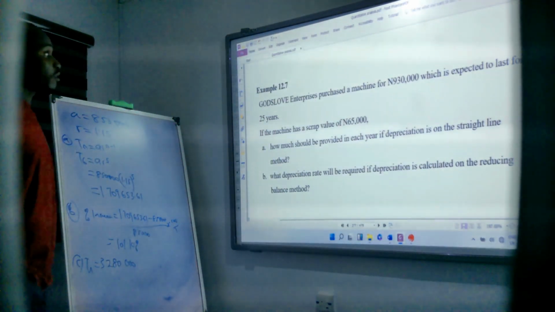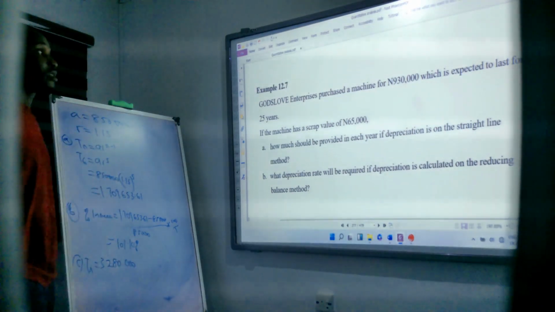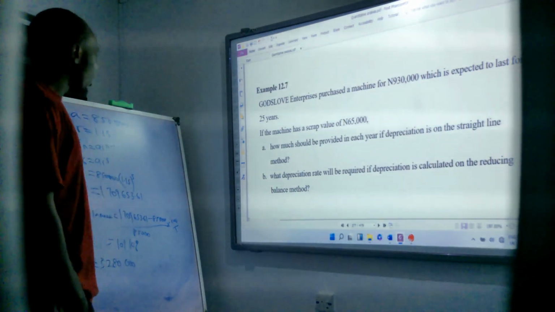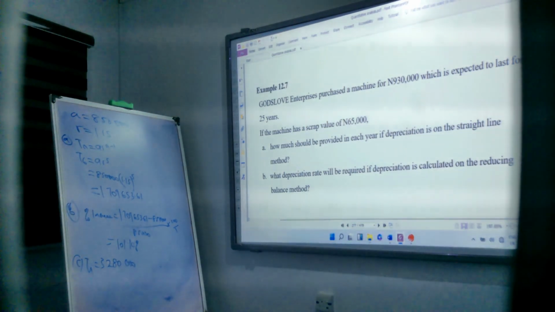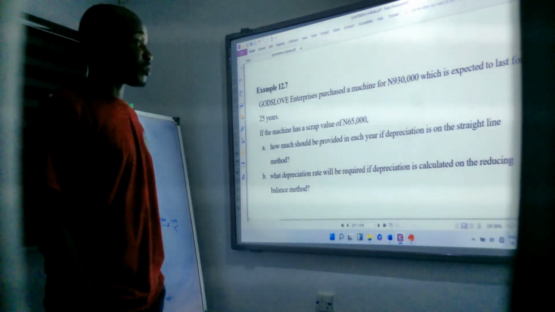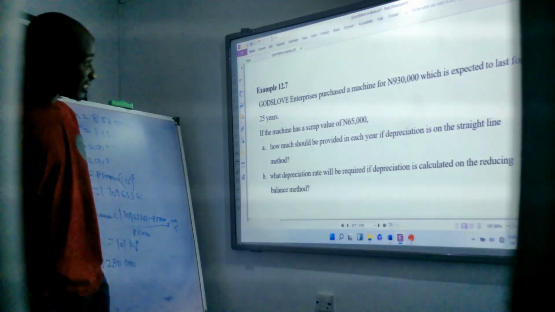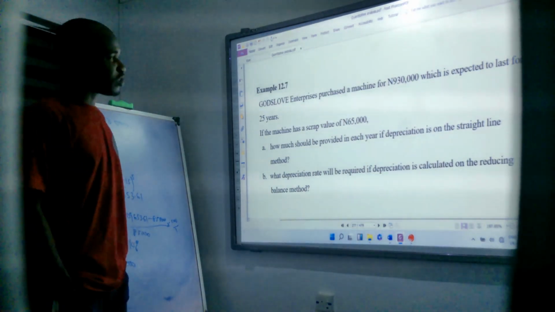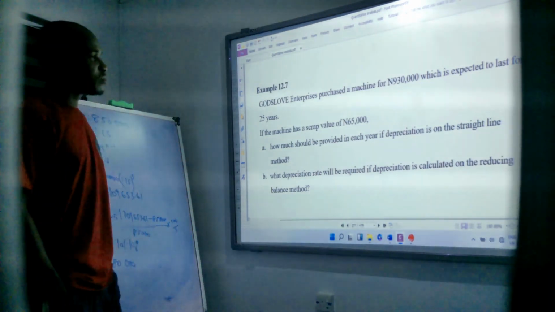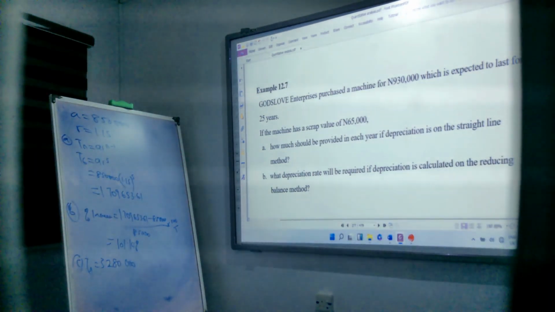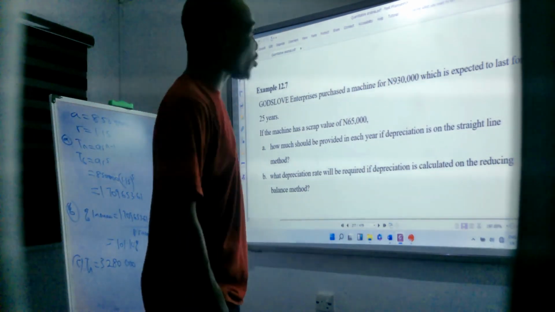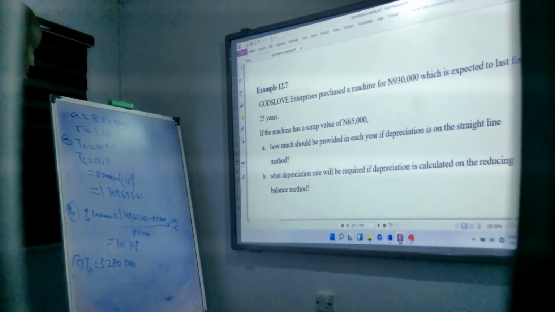Alright. That's one form. Now to the key aspect of finance. Gross Law Enterprises purchase a machine for 930,000, which will last for 25 years. If the machine has a scrap value of 65,000, that is the last term. How much will be provided for depreciation of the machine each year if it is on a straight line basis?